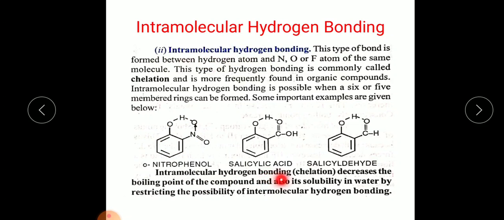Intramolecular hydrogen bonding decreases the boiling point of the compound. The reason is that it cannot combine with other molecules of the same type and form a long chain, which would increase the molecular weight of the compound and lead to an increase in the boiling point. So intramolecular hydrogen bonding decreases the boiling point of a compound and also its solubility in water by restricting the possibility of intermolecular hydrogen bonding.